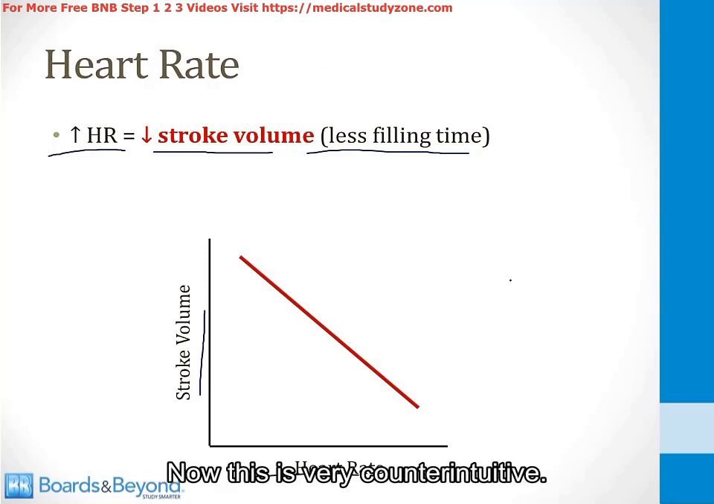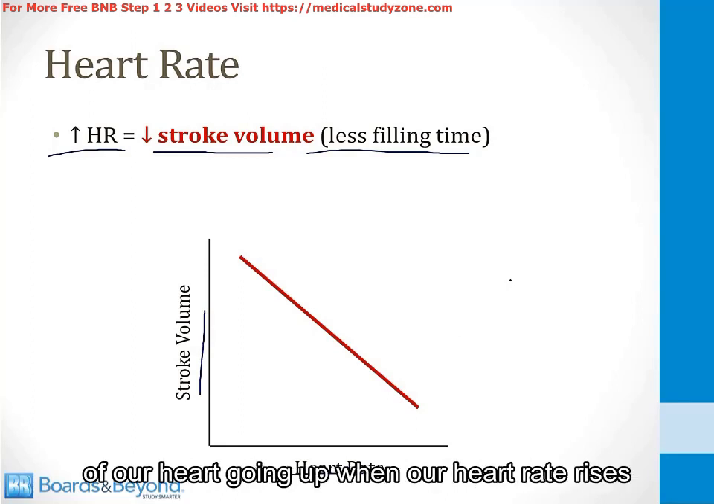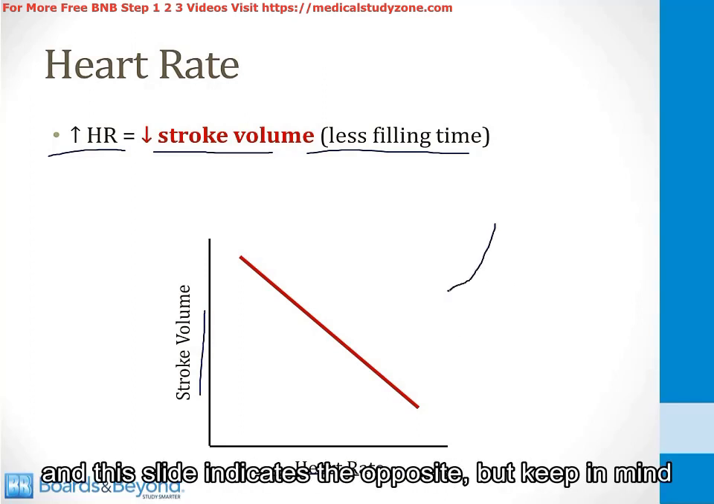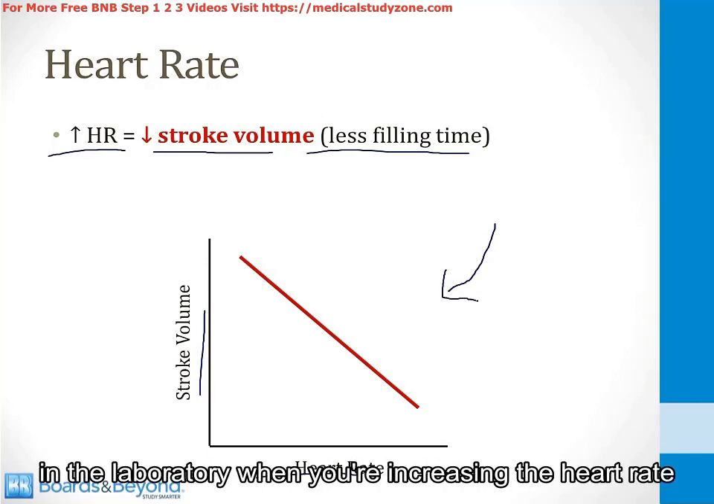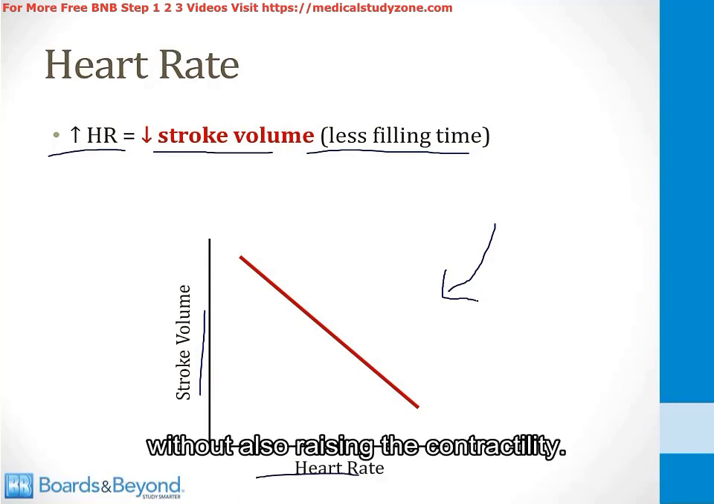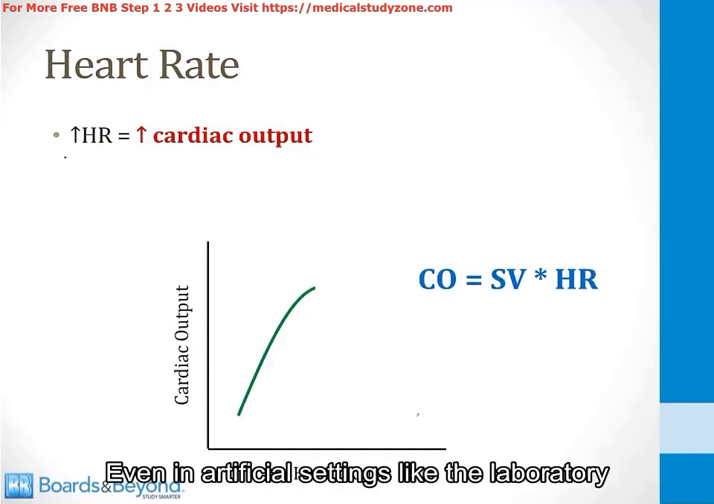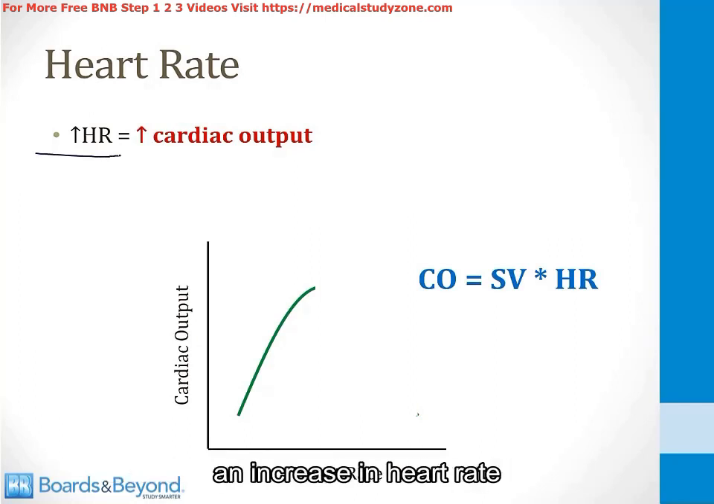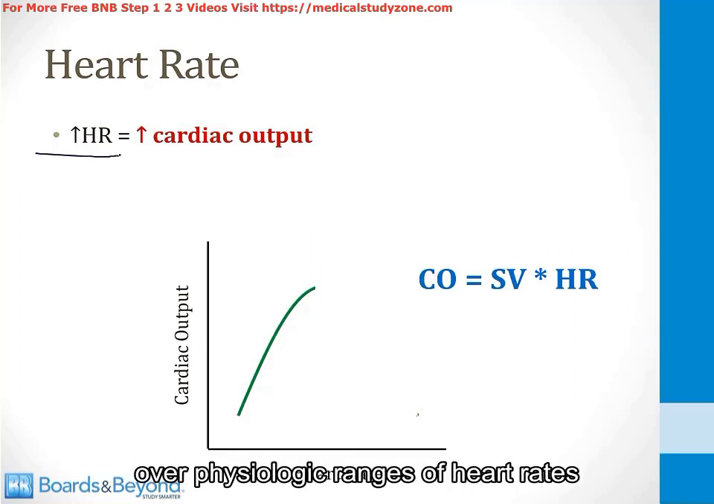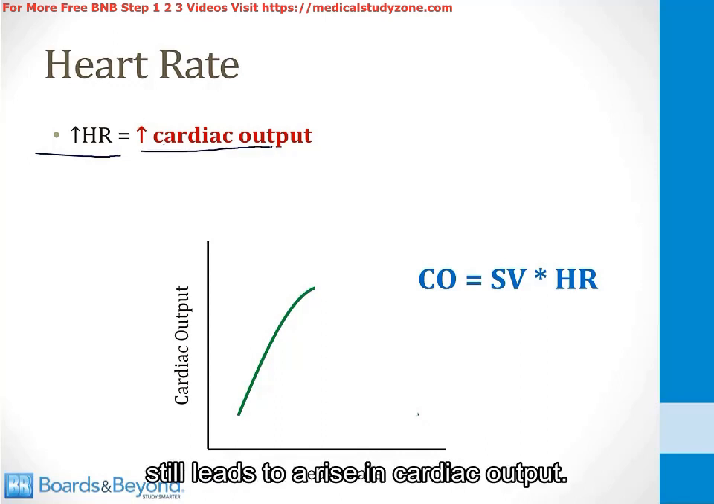Now this is very counterintuitive. Most of us think of our output of our heart going up when our heart rate rises, and this slide indicates the opposite. But keep in mind, this is under artificial settings in the laboratory when you're increasing the heart rate without also raising the contractility. Even in artificial settings like the laboratory where you're pacing the heart of a dog, an increase in heart rate over physiologic ranges of heart rates still leads to a rise in cardiac output.